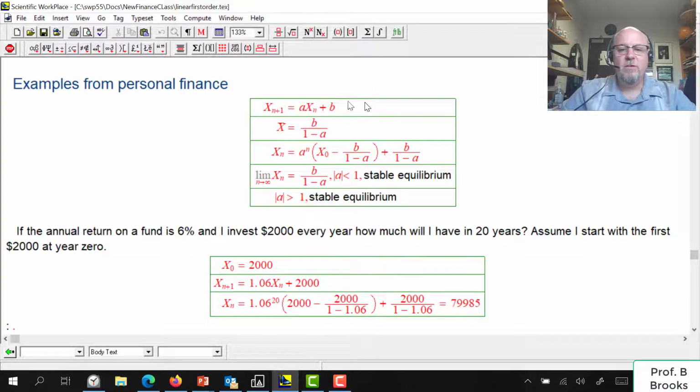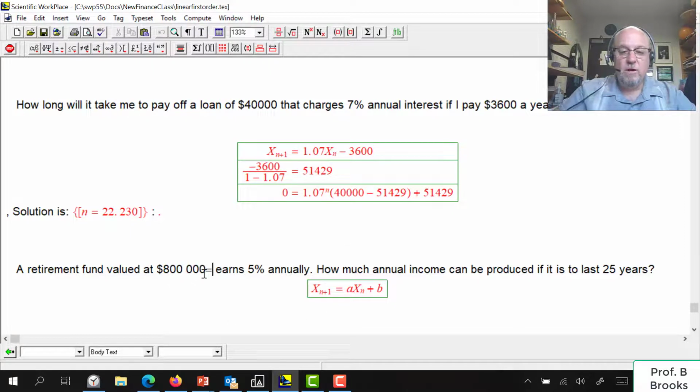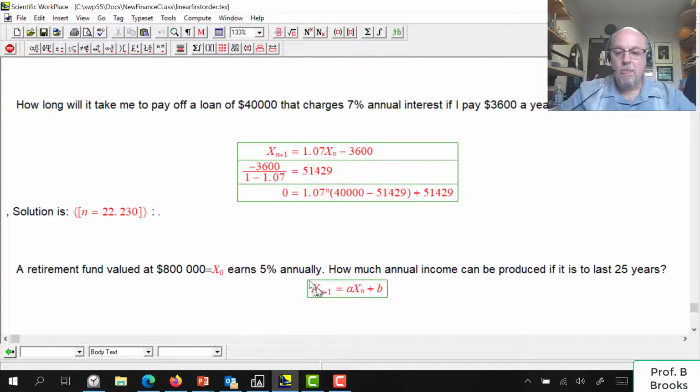So let's express this as a first order linear difference equation where x sub n is the amount in the account. So x naught is equal to that 800,000. That's what it starts out with. Now, what happens to my money? Well, here I got to think, what's the order? Do I take out the annual income and then I get the 5%, or do I get the 5% and then take out the annual income? I'm going to make the assumption that I take it out at the beginning of the year.